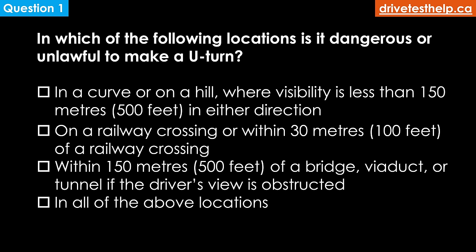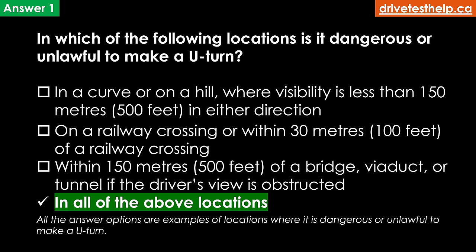In which of the following locations is it dangerous or unlawful to make a U-turn? In a curve or on a hill where visibility is less than 150 meters or 500 feet in either direction? On a railway crossing or within 30 meters, 100 feet of a railway crossing? Within 150 meters, 500 feet of a bridge, viaduct or tunnel if the driver's view is obstructed? In all of the above locations? The answer is in all of the above locations. All the answer options are examples of locations where it is dangerous or unlawful to make a U-turn.